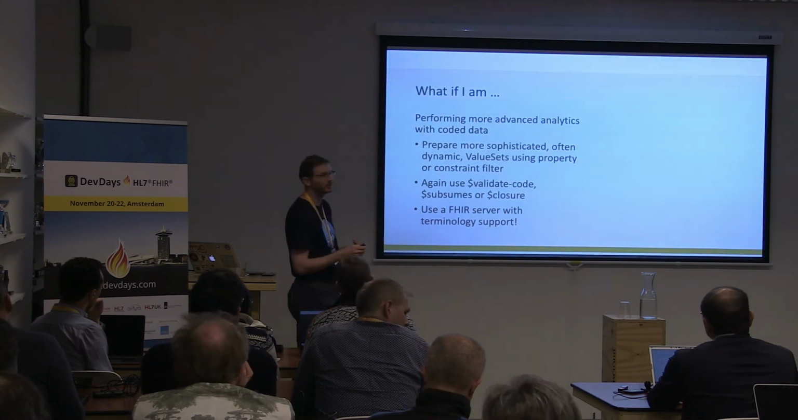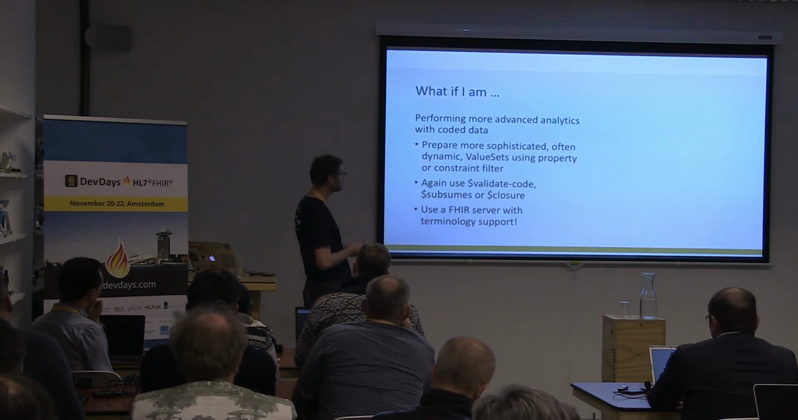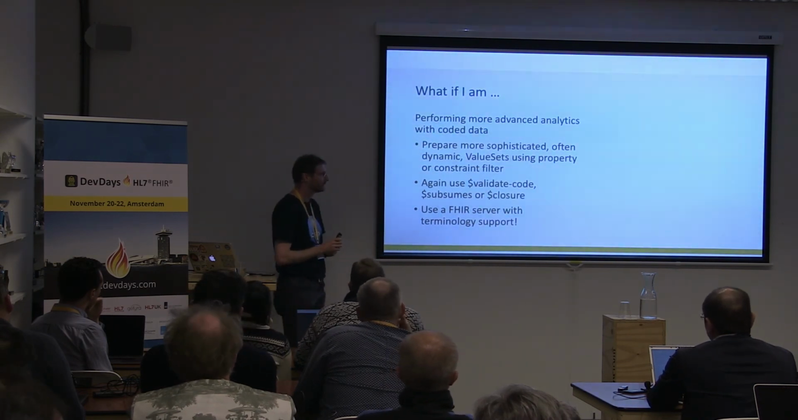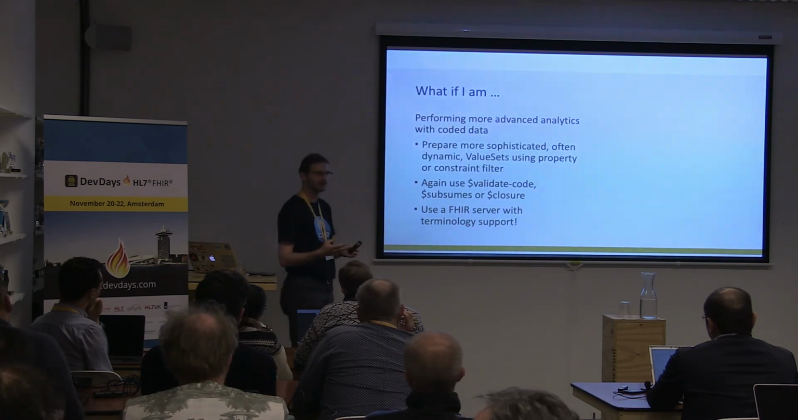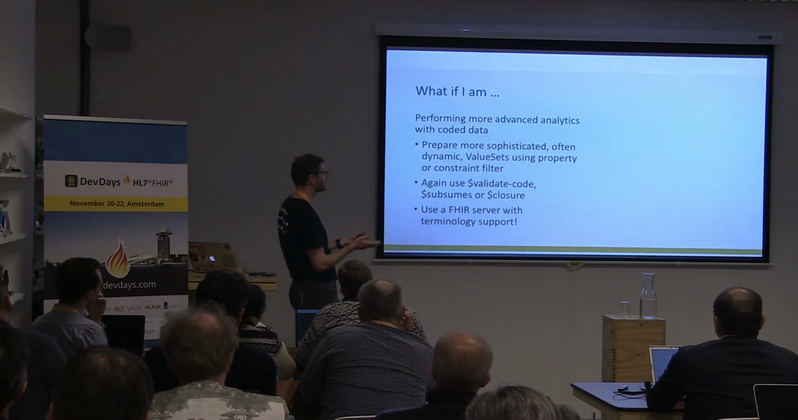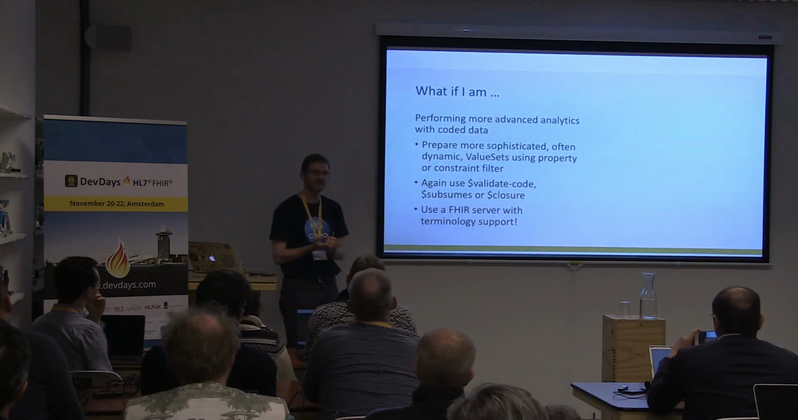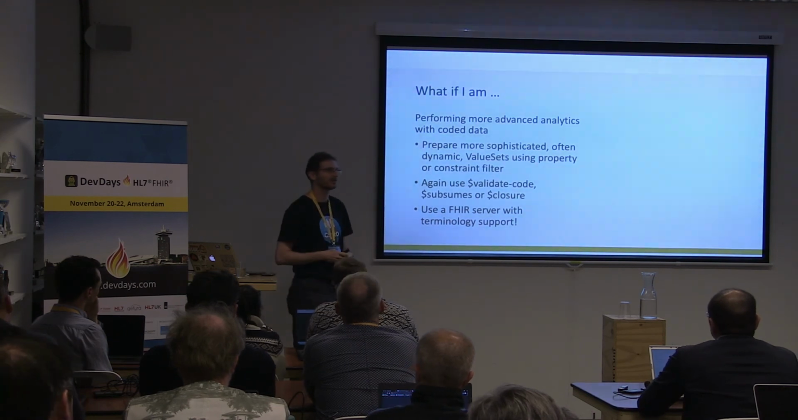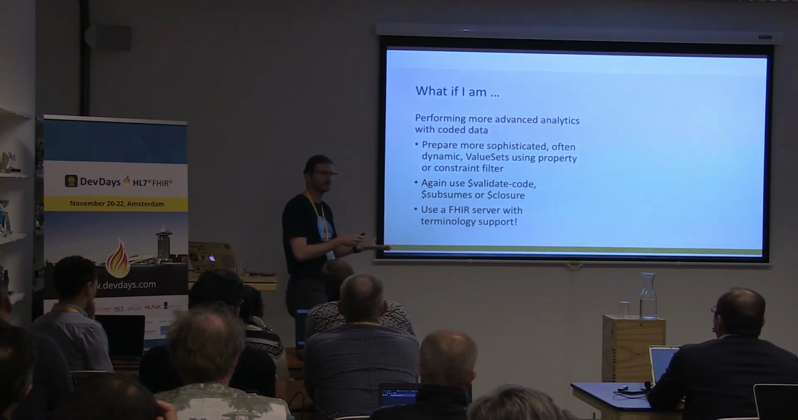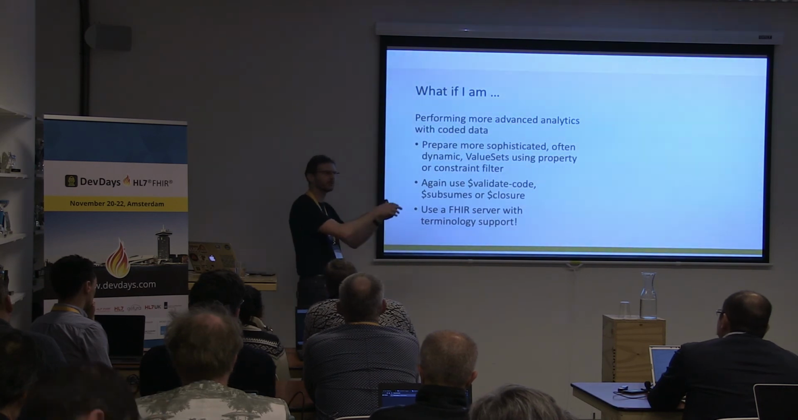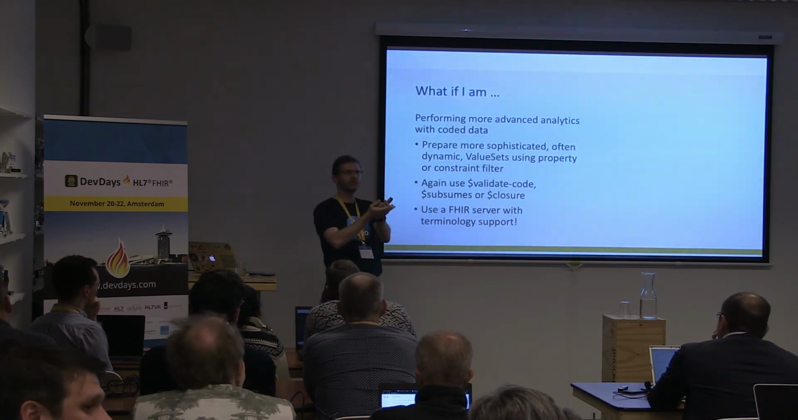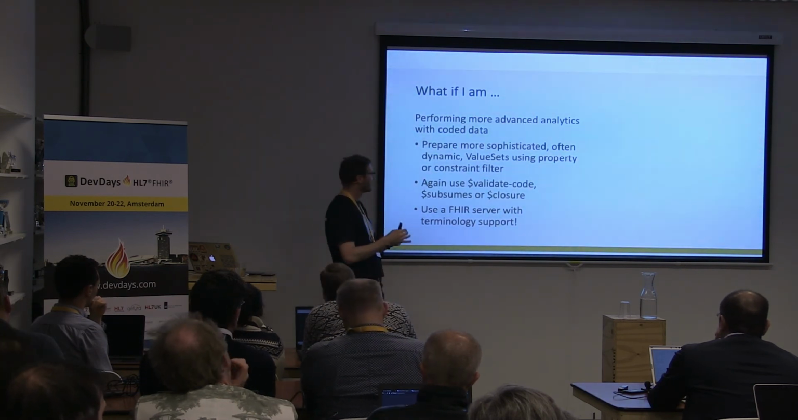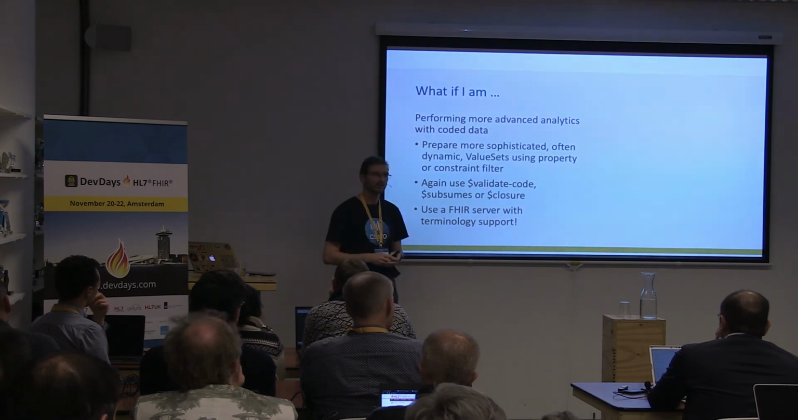So other things that we might want to do with FHIR terminology. We can do more advanced analytics with coded data. If we want to do this, one of the first things we often do is we start building up value sets that correspond to the categories that we're interested in. So we're interested in grouping data according to the codes that it contains. We can build up some quite sophisticated value sets. So we could build up a value set for chronic disease or for COPD or for heart disease and classify our data according to these value sets.